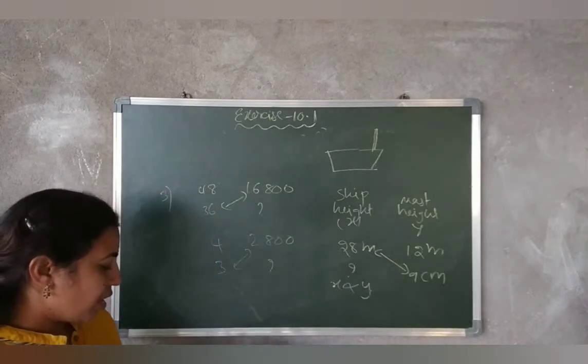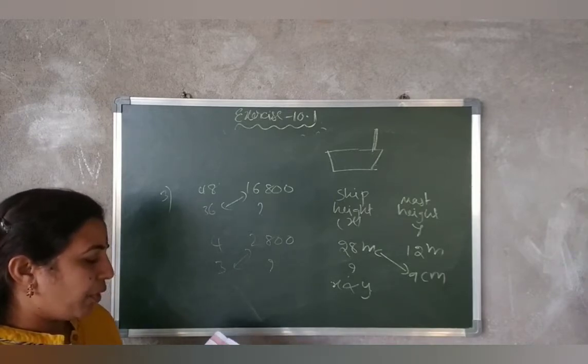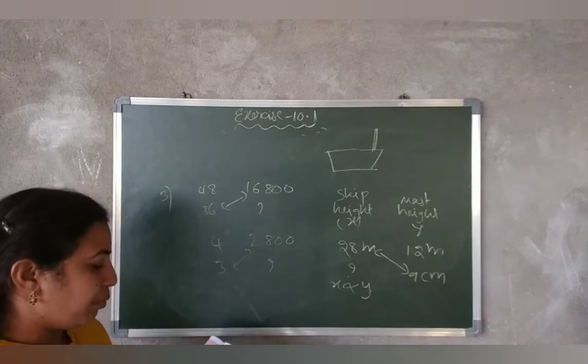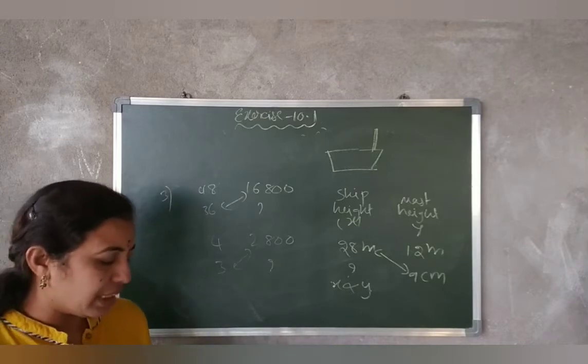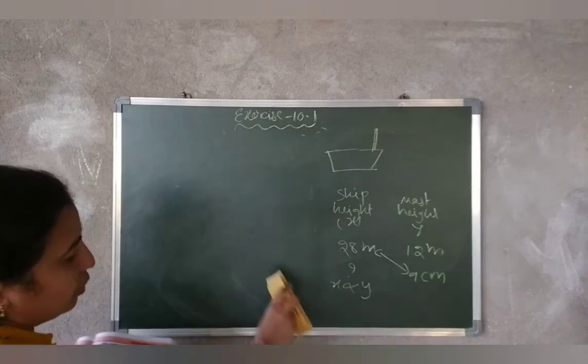Next problem. A vertical pole of 5.6 meters height casts a shadow 3.2 meters long. At the same time, find the length of the shadow cast by another pole 10.5 meters high, and the height of a pole which casts a shadow 5 meters long. Here, two different problems I have given, in the same process.